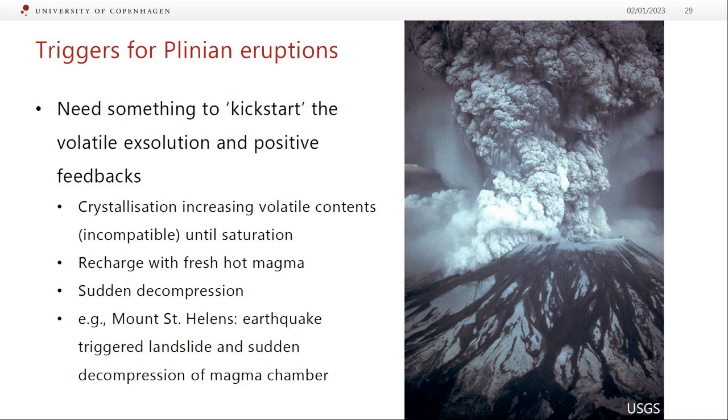Or it can be sudden decompression, and probably a pretty good example of this is Mount St. Helens, where what happened is an earthquake triggered a landslide, and basically the side of the mountain just slid off. And so all this weight that's on top of the magma has just been removed. So we've depressurized it. And so that instantly caused volatile exsolution through decompression, and then we start this process. It began with a lateral blast, and it became a Plinian eruption.